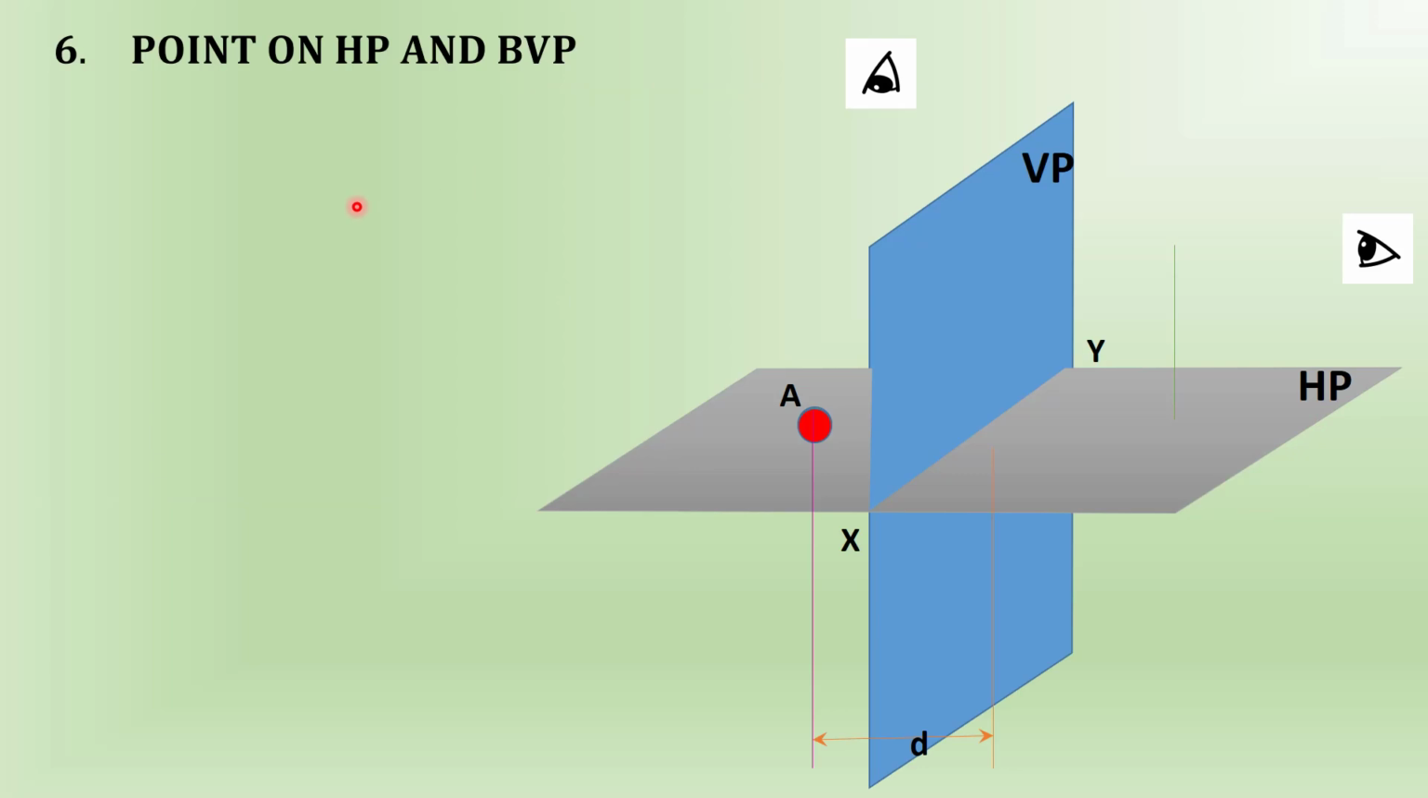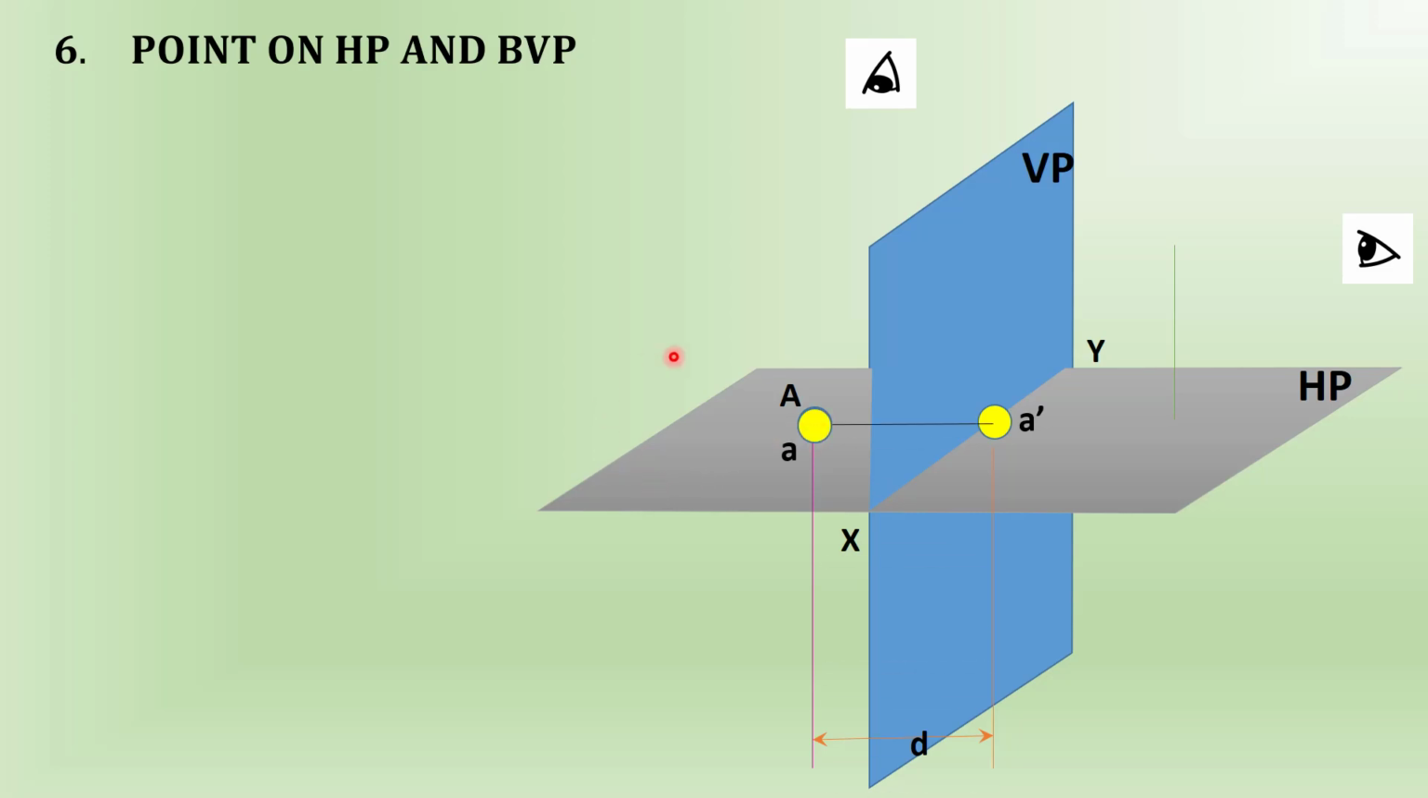Now let us consider a point lying on the horizontal plane and behind the VP. So here you can see that the original point is lying behind the vertical plane and it is lying on the horizontal plane. So when you look from the front, the elevation will be obtained on the XY line itself. When you look from the top, since the point lies on the horizontal plane, the image of the point also will be lying on the horizontal plane. So you will get A on the horizontal plane itself.